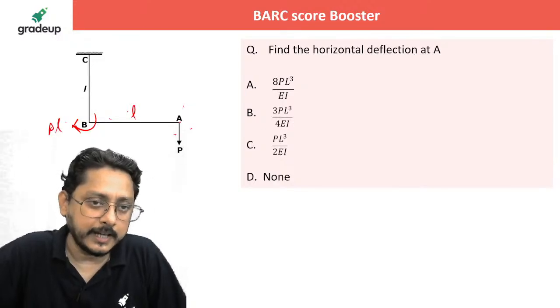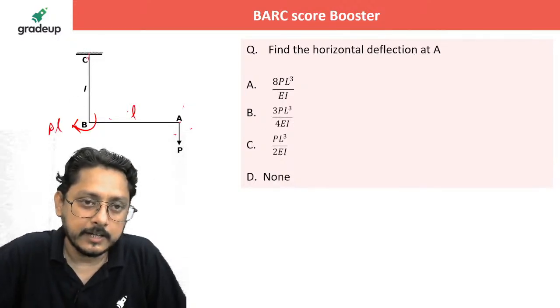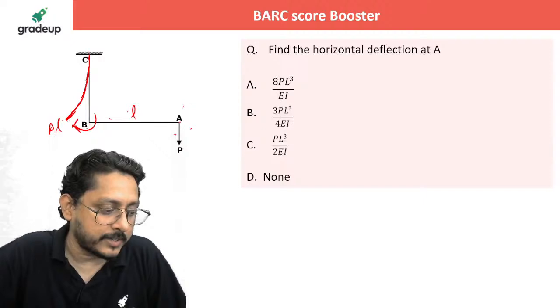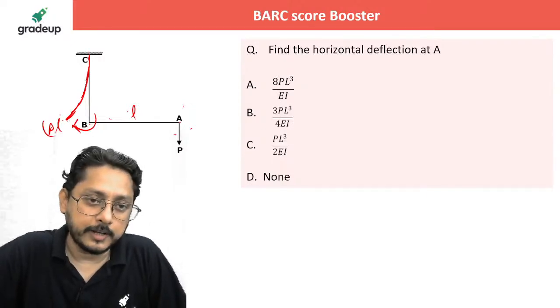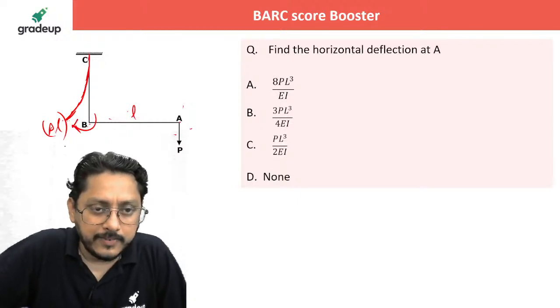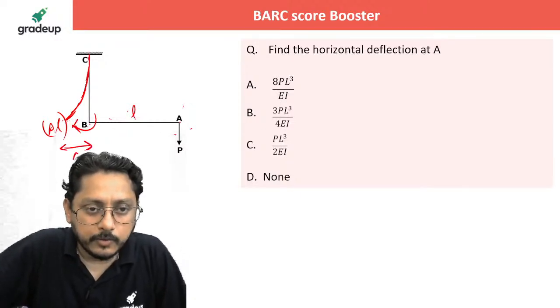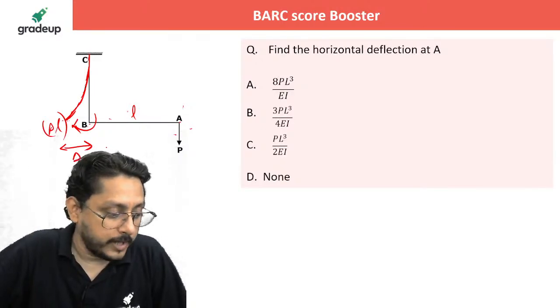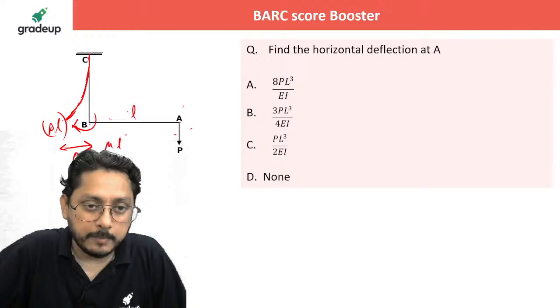What is the theta created? Sorry, what is the deflection created by P into L, that moment? The deflection created by this moment at joint B, whatever deflection it is going to create here, what is that value? Can you tell me? ML square by 2EI, is it correct? ML square by 2EI.